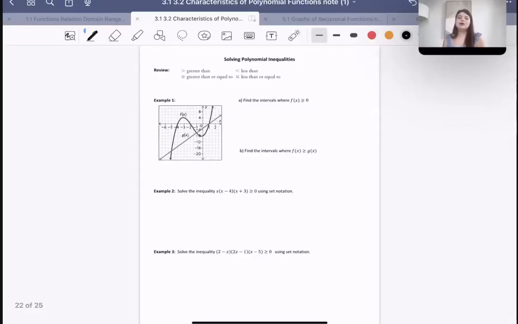Hello, everyone. Welcome back. Today, we're going to talk about solving polynomial inequalities. So, this has to do with, rather than just linear inequalities, actual polynomials. I want to illustrate what I mean by that with example one here.